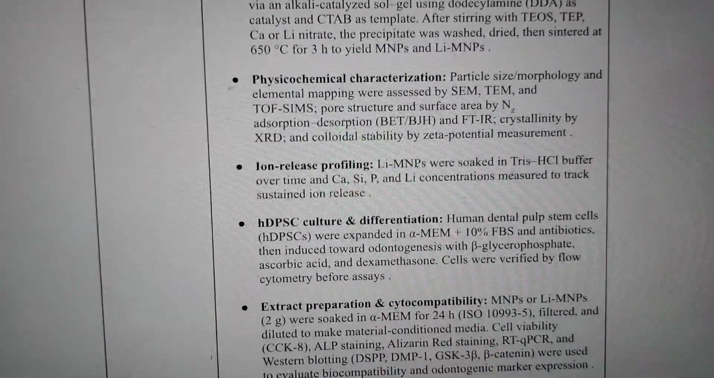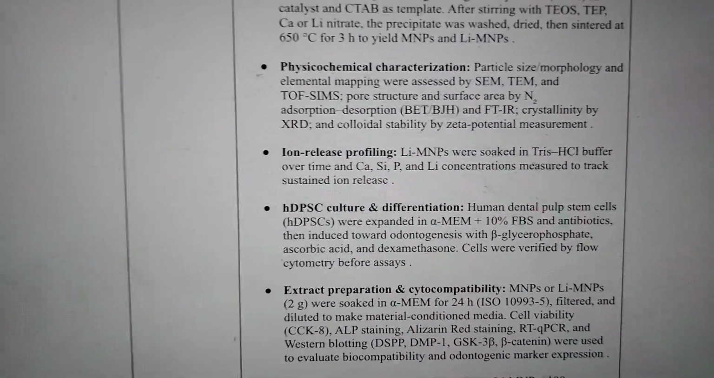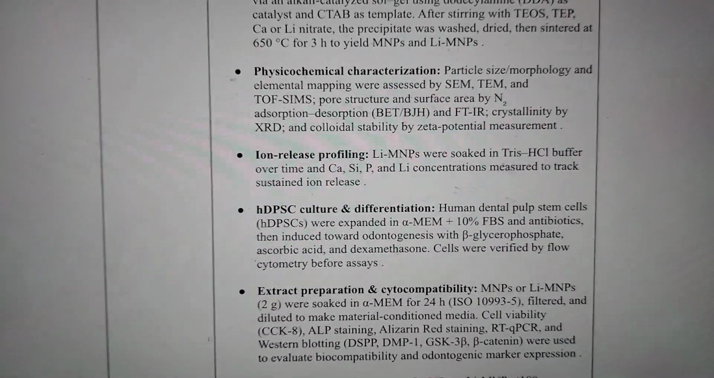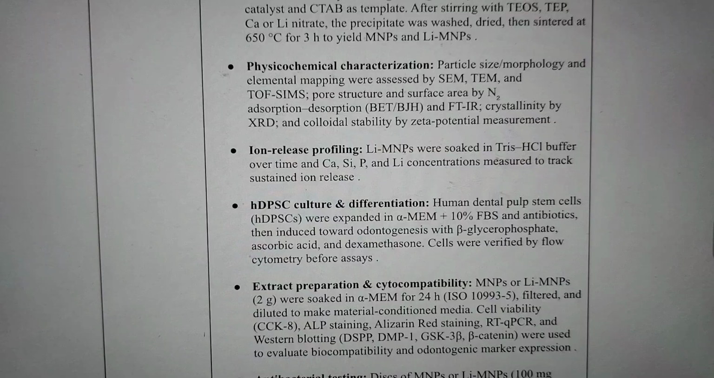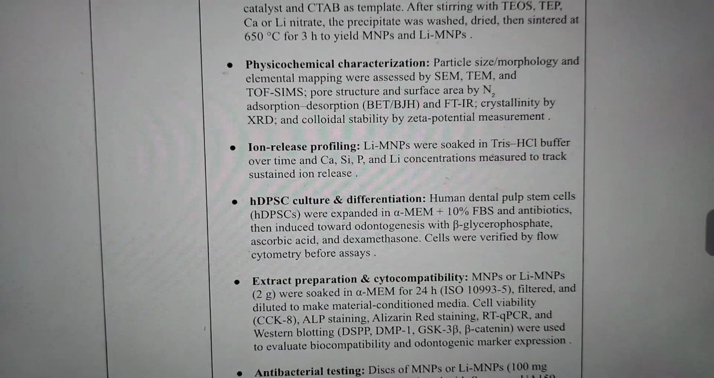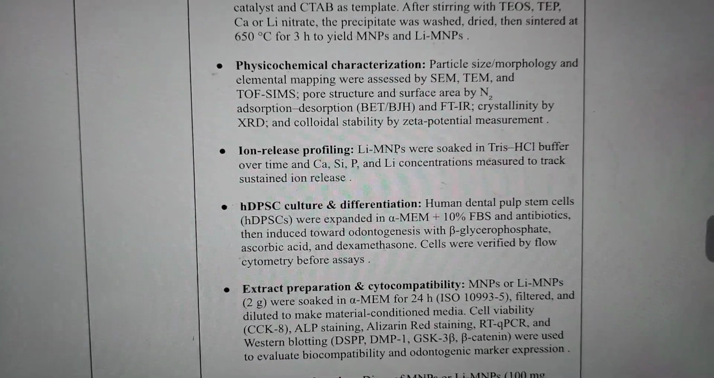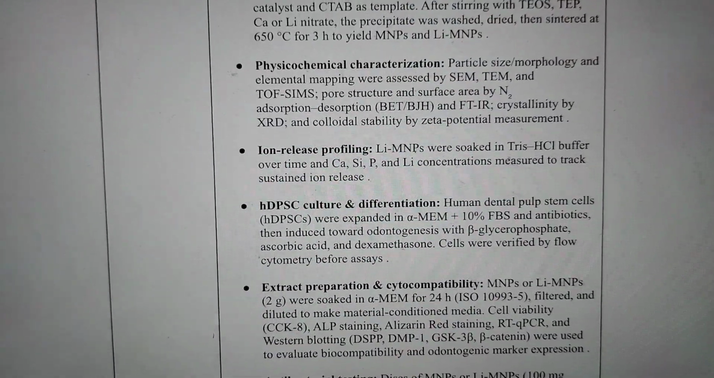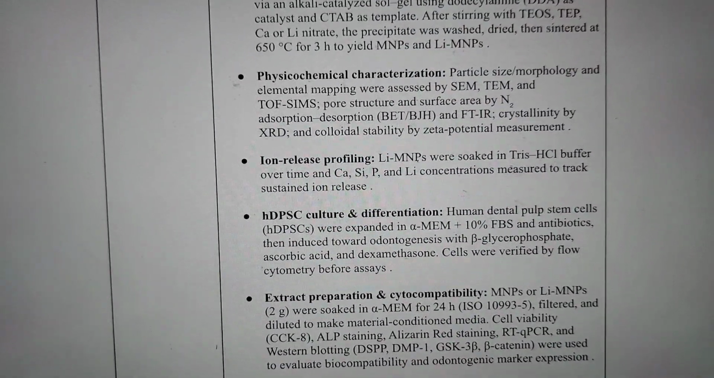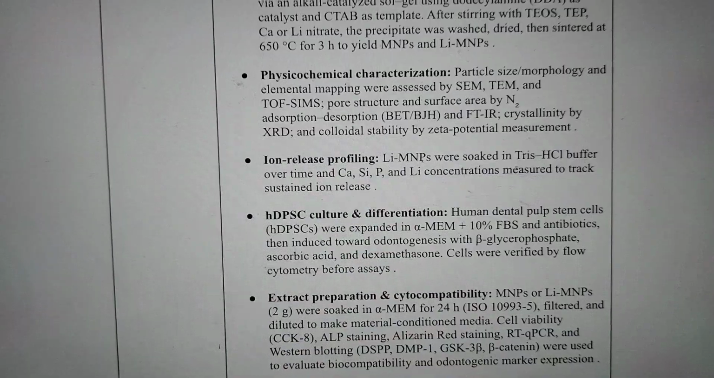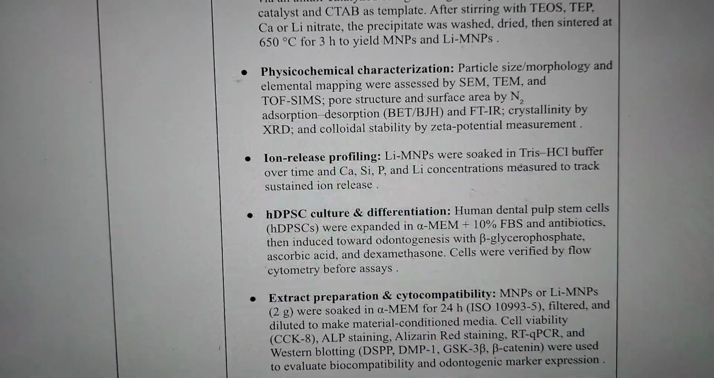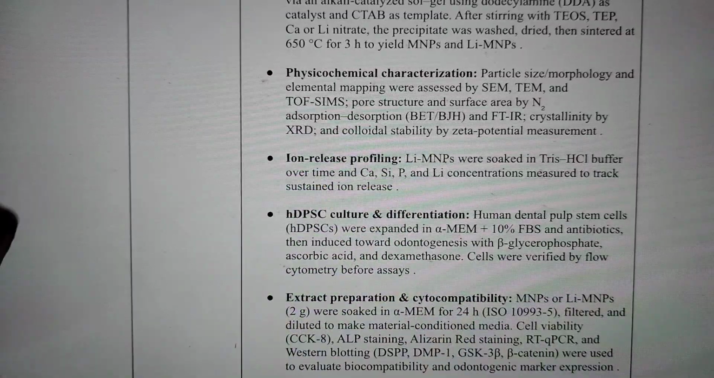Cell culture with the HDPSCs and differentiation. Human dental pulp stem cells were expanded in alpha MEM plus 10% FBS and antibiotics, then induced toward odontogenesis with beta glycerophosphate, ascorbic acid, and dexamethasone. Cells were verified by flow cytometry before assays.